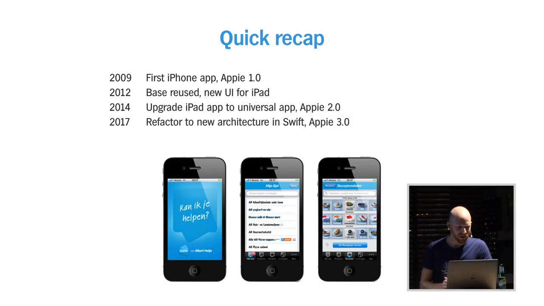So we did the same here at Ahold for Appie, our iPhone app. The first version of it is shown here on a legacy iPhone as well, the 4, I think, yeah. And the first version was released in 2009. It was one of the first iPhone apps, I think the first for supermarkets.